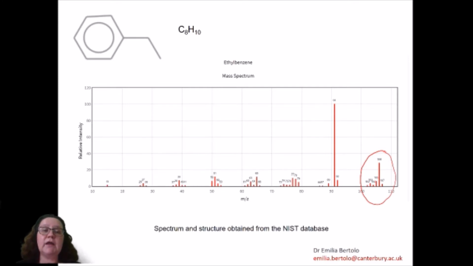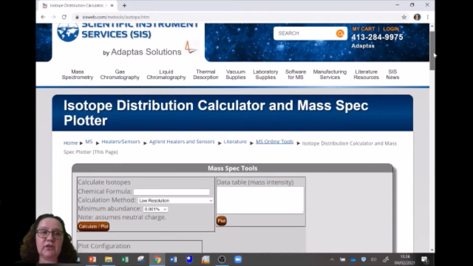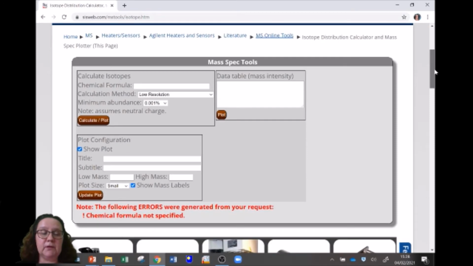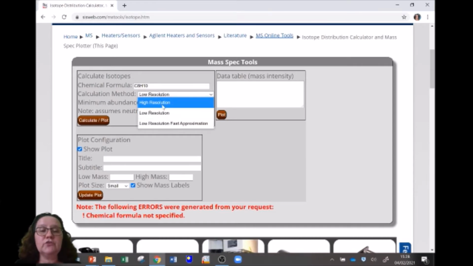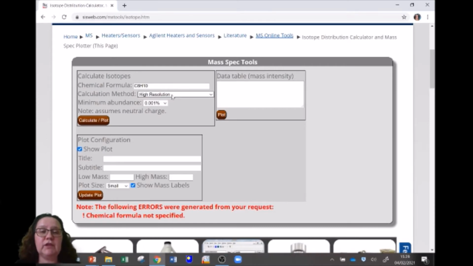And a good way to do that without having to troll through a list of isotope weights, or you can find them online, is to use an online calculator. This is the one I suggested in the Blackboard that you can use, and you can type here the formula you're interested in. In this case, it is C8H10. And you can get a low resolution spectrum, or you can have a high resolution spectrum, and that will give you more or fewer peaks in that cluster of peaks.